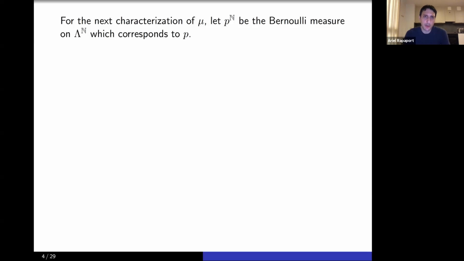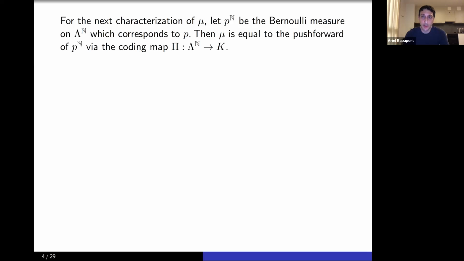For the next characterization of mu, let p to the power N denote the Bernoulli measure on the symbolic space which corresponds to p. This is the unique probability measure on the symbolic space which makes the coordinate projections IID random variables distributed according to p. And then it is easy to verify from the definitions that mu is equal to the push forward of the Bernoulli measure via the coding map I defined two slides ago.